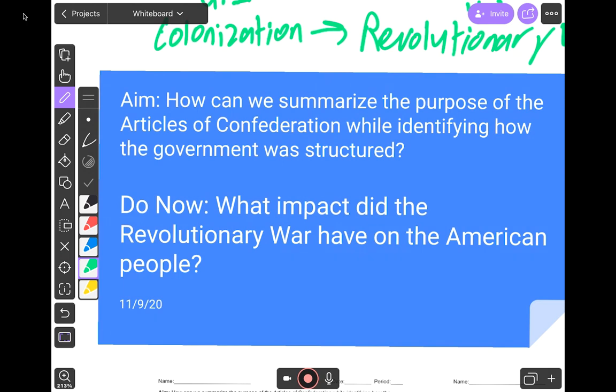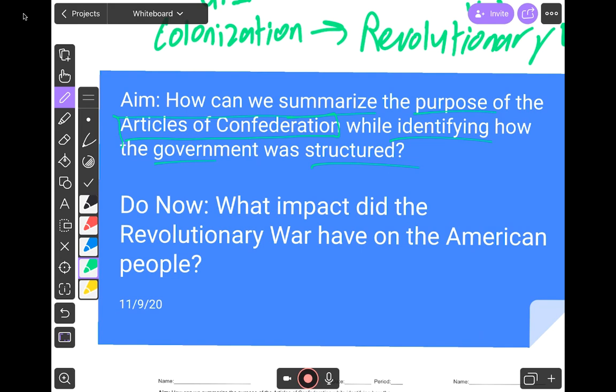So our aim says, how can we summarize the purpose of the Articles of Confederation while identifying how the government was structured? So our main concept today is what is known as the Articles of Confederation. And this is the first attempt at creating a government for the United States. So we're trying to figure out the purpose of this, and then how was this government structured? Where is the power distributed?